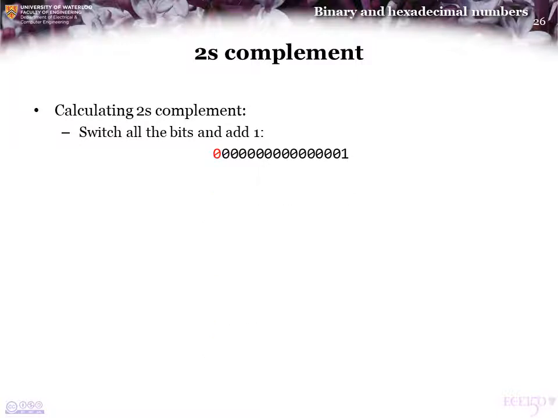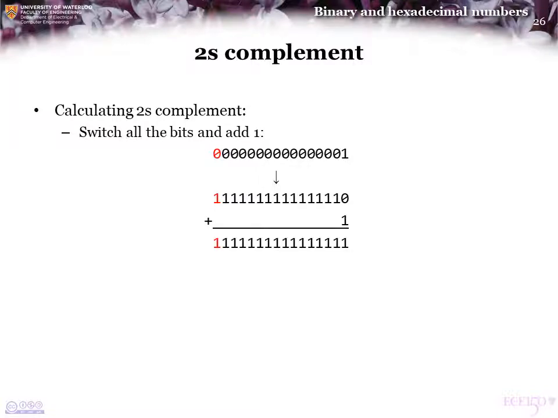Now, the smallest negative number is negative 1, so its representation would be as follows. Here we have 1 as a positive integer. Flip all the bits, add 1, and notice that negative 1 is represented by all 1s. On the other hand, the largest possible integer is shown here.